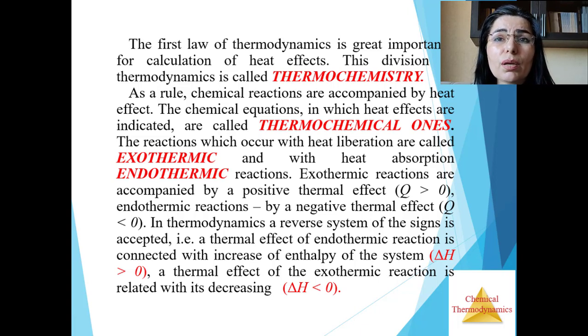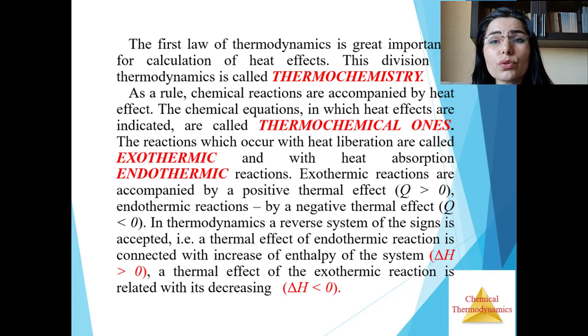The first law of thermodynamics is of great importance for calculation of heat effect. This division of thermodynamics is called thermochemistry. As a rule, chemical reactions are accompanied by heat effect. The chemical equations in which heat effects are indicated are called thermochemical ones. The reactions which occur with heat liberation are called exothermic, and with heat absorption, endothermic reactions. Exothermic reactions are accompanied by a positive thermal effect, Q more than 0, and endothermic reactions by a negative thermal effect, Q less than 0. In thermodynamics, the reverse system of signs is accepted.